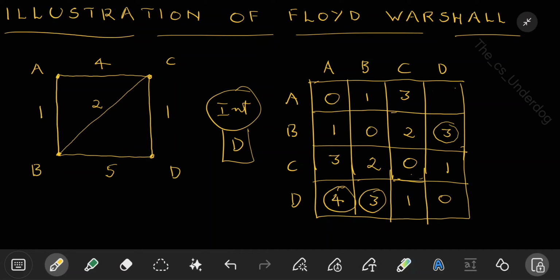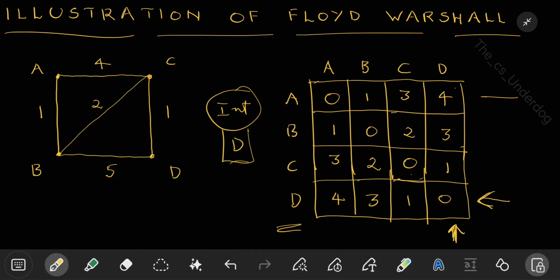I'll remove these circles here. 4, 3, 4, 3. Okay, D is the intermediate vertex, which means I'll be skipping this row and this column. Again, this skipping you actually don't need to do. Here I'm skipping because D is at one end, so there is no point in using D as an intermediate vertex. We'll take all other values.